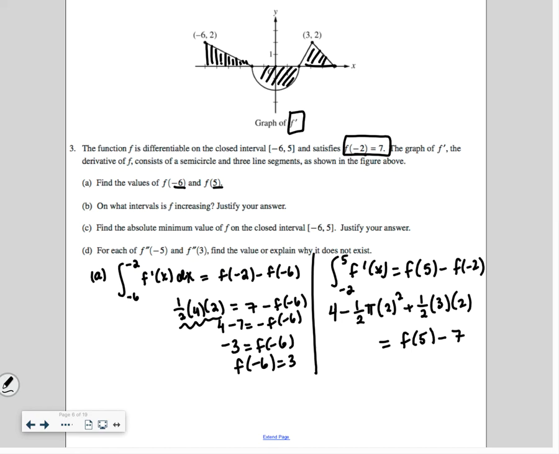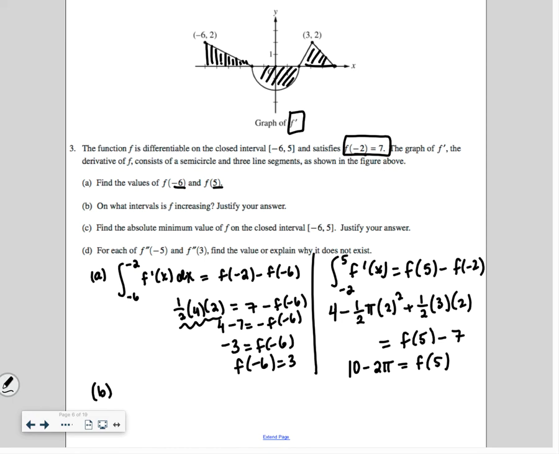So if I compute all of this and I simplify, I end up getting, and you can do all this if you want, 10 minus 2 pi equals f of 5. I'm just going to simplify all that, and I get 10 minus 2 pi. So that's part A.